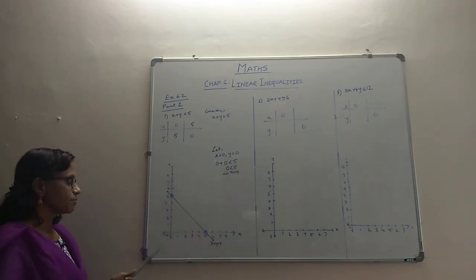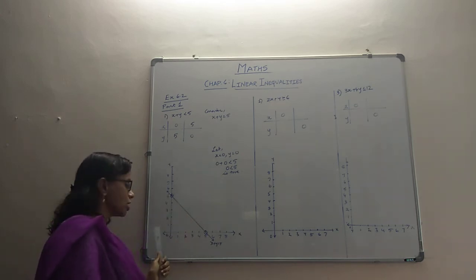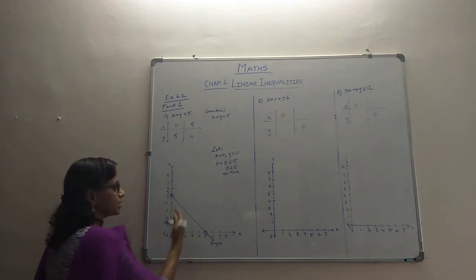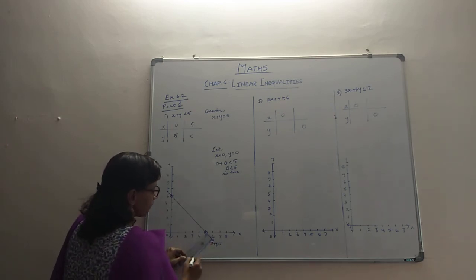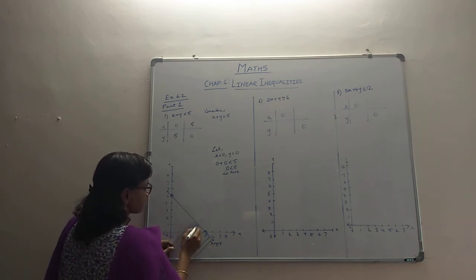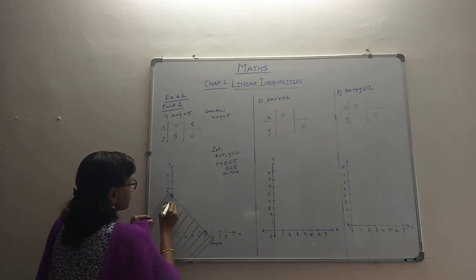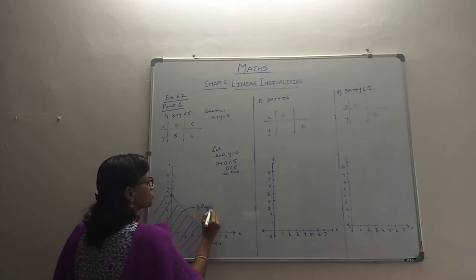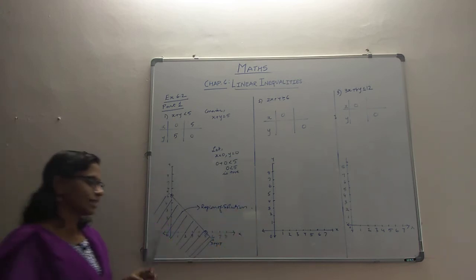Because it's a true statement, the region where the origin (0, 0) is lying, that region will be the region of solution. That means this side will be the region of solution. You can either shade it or whatever. So this region is the region of solution. This is how you go about doing the region part.